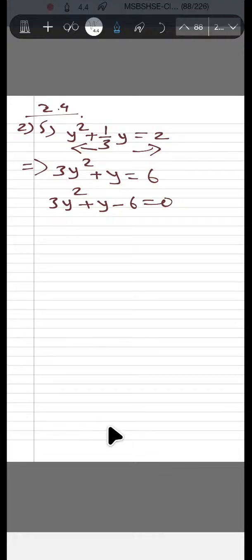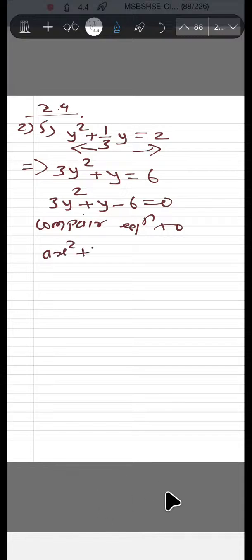They said to solve the question by using the formula method. So to use the formula, what do we require first? We have to compare the equation to the standard form, ax square plus bx plus c is equal to 0. So here a is equal to 3, b is equal to 1 and c is equal to minus 6.